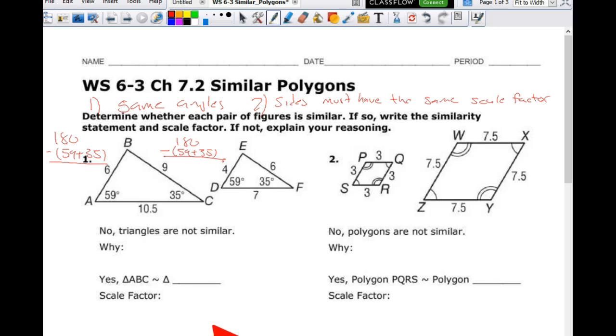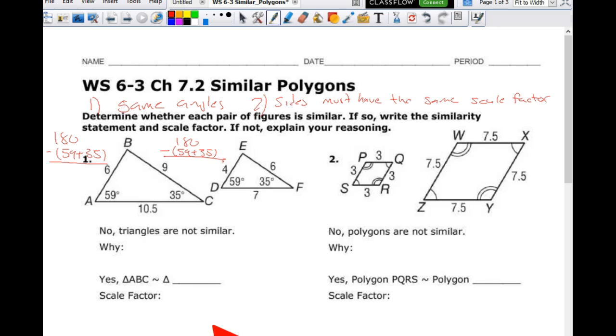Does anyone know what theory tells us that? Very briefly, though. Third angle theory. If you have two angles that are the same in a triangle, the third pair of angles have to be the same. All right, so we checked all three angles. They're all good. We finished half the work. We still need to check the scale factor for each one of these. And spoilers, that one takes longer.